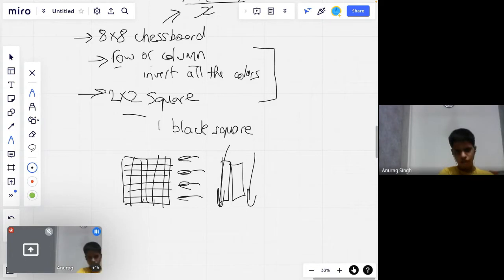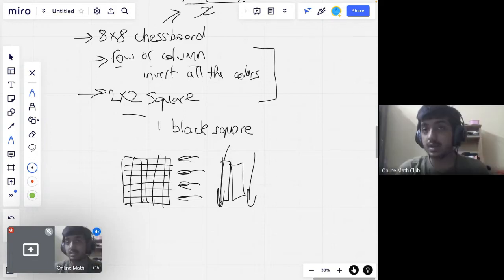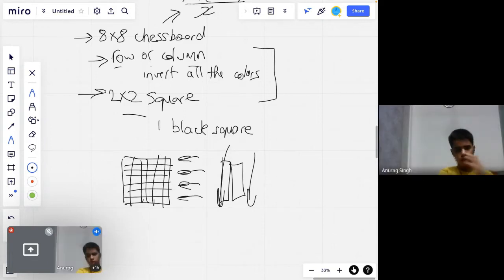I guess it involves parity. There would be an invariant that no matter what the sequence of moves, the number of black squares remains even only. The number of black squares remains even. We can prove it after any operation. Like for case one, we can consider that we invert all the colors of a row.